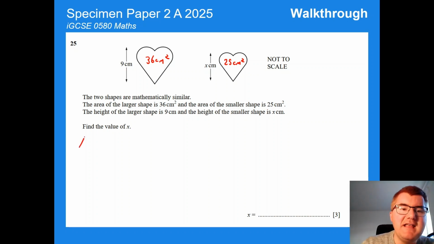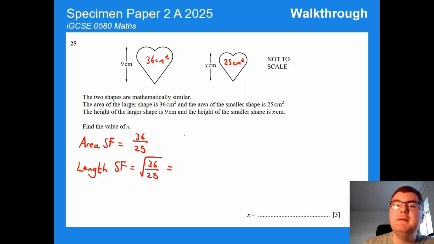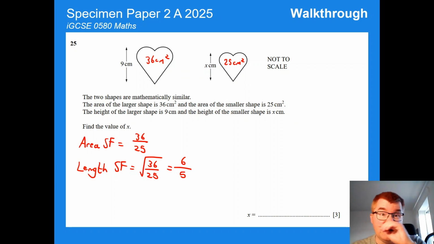Now notice we have the area scale factor, which is really important to realize, which is simply 36 divided by 25. However, we want the length scale factor because we're trying to find a length here. So we need to find the square root of 36 over 25. Notice these are nice numbers, which will always be on a non-calculator paper. The square root of 36 is 6, and the square root of 25 is 5. Now we've got that scale factor that we can work with.